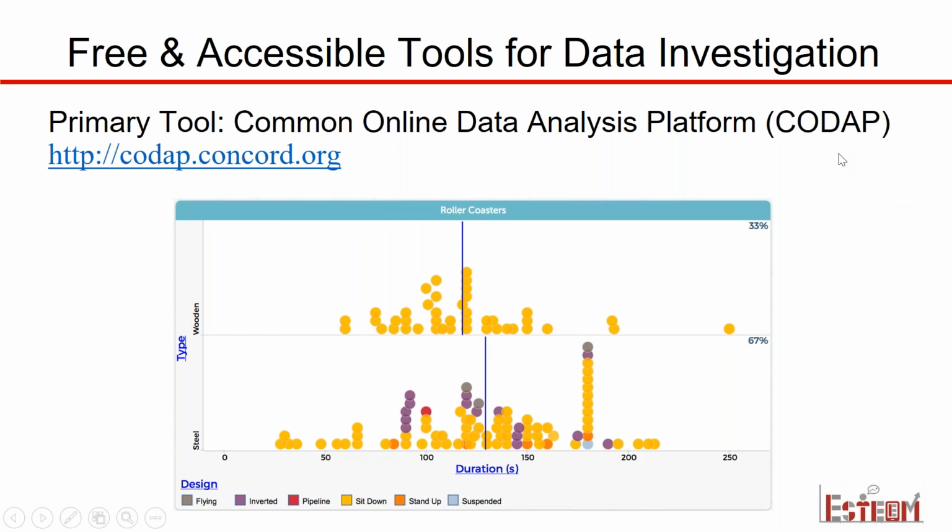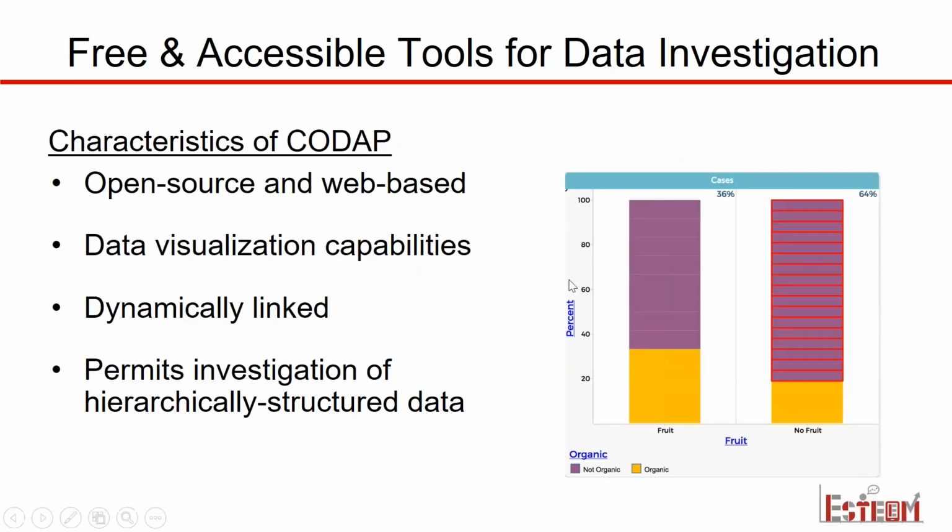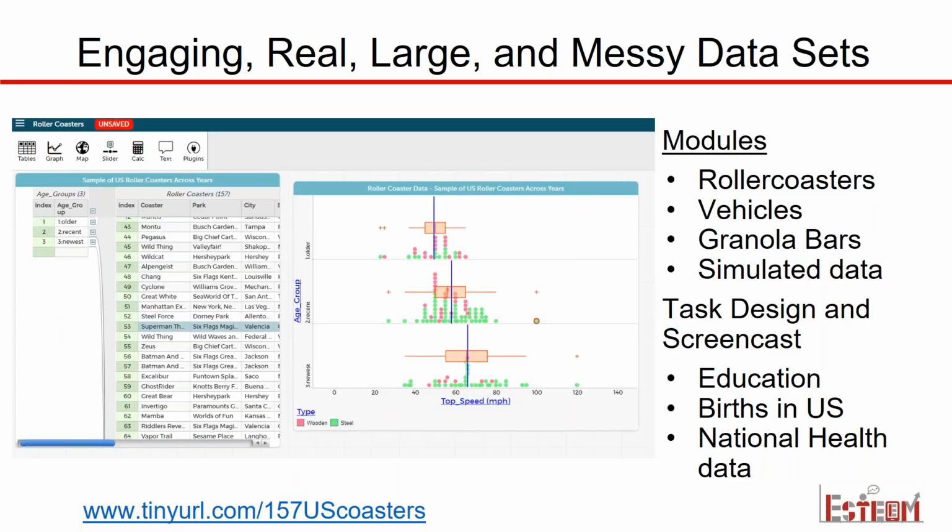So that is just a brief introduction to that. Here's another example of a categorical graph. It has some of the same kind of data visualization capabilities that you might expect in other software. Things are dynamically linked, and it also permits investigation of hierarchically structured data, so everything doesn't have to be seen just in a flat table.